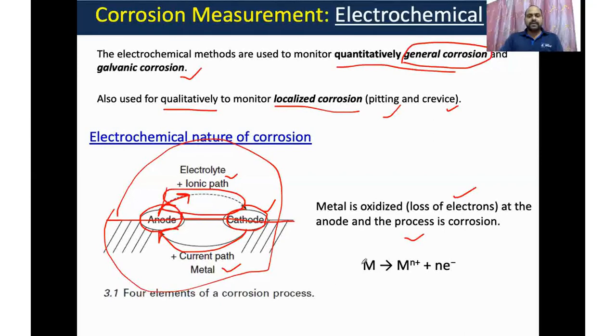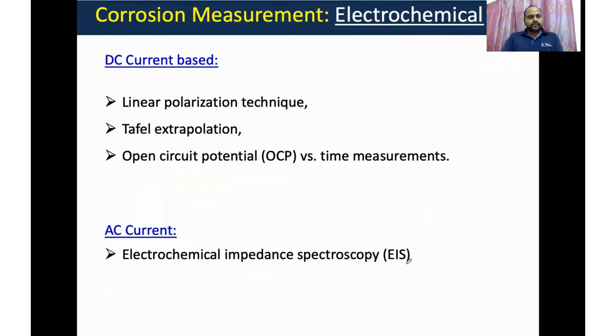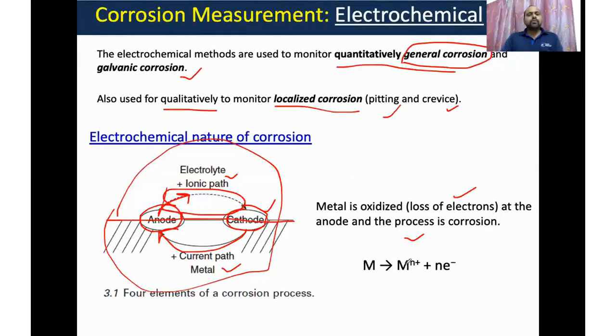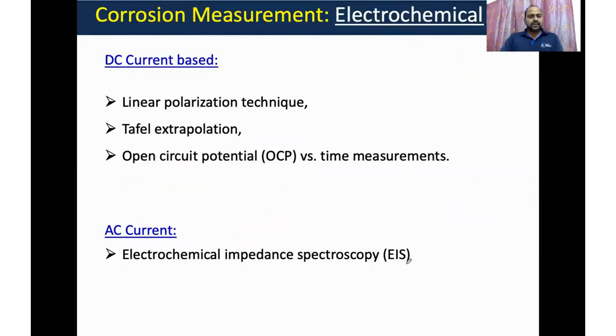So let's say M is the metal which lost n electrons, then it gained n positive charge, and it becomes the M^n+ ion, right? So these were the basic fundamentals, but how do we do the electrochemical measurement? So now let's switch here.